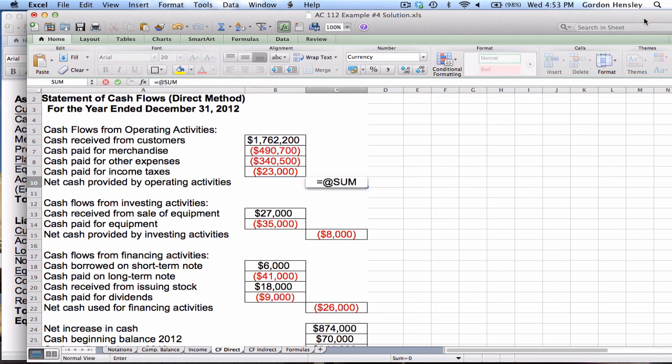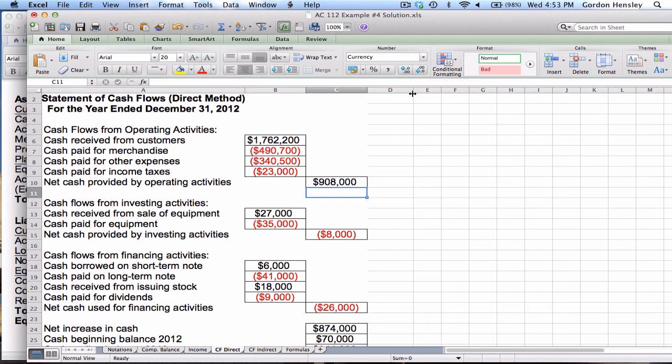So now I'm ready to net together my operating activities. And from that I get 908,000. And that completes at least the direct method version of my statement of cash flows. Now, once I've completed that, how can I check this to make sure that it's right? Well, there's one way that you can check this.